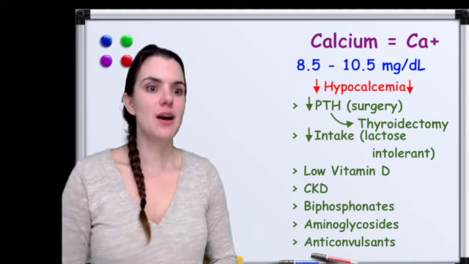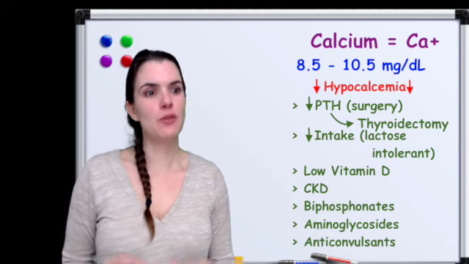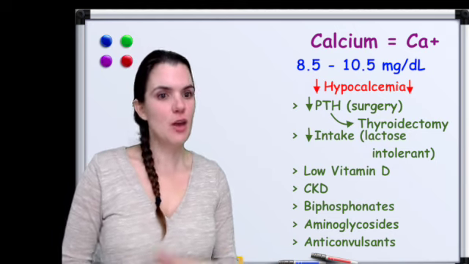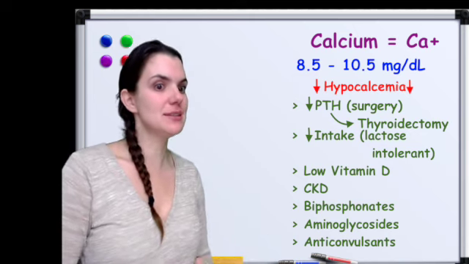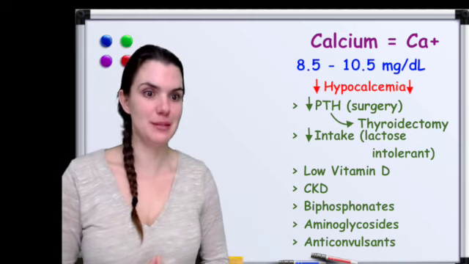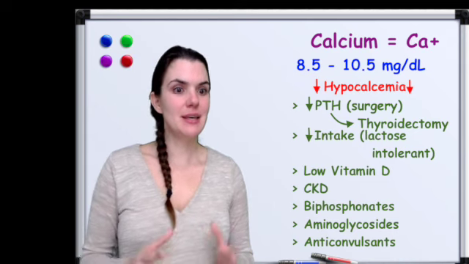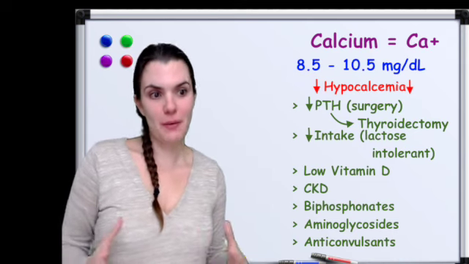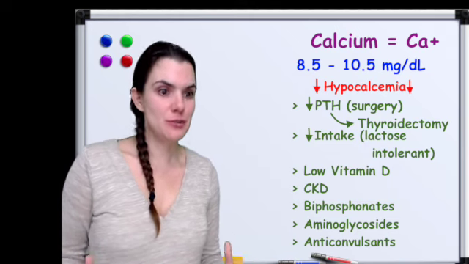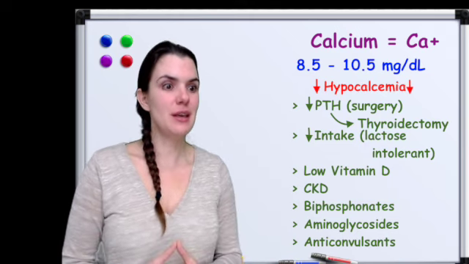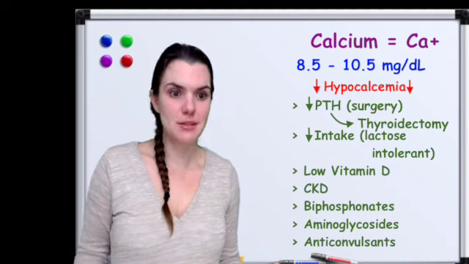So, let's talk about what happens whenever we get a really low level of calcium. We start to experience hypocalcemia. Let's discuss the different things that cause hypocalcemia. The first thing is a decrease in the parathyroid hormone. Typically, this is going to happen with patients who have had surgery of this structure, especially in things like thyroidectomies.